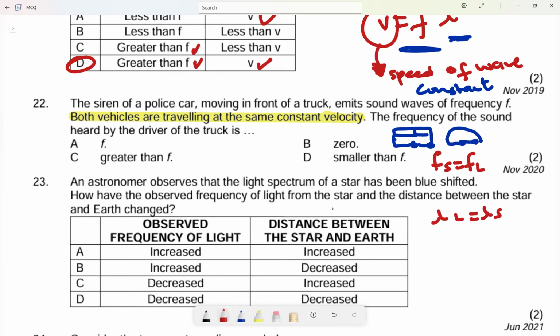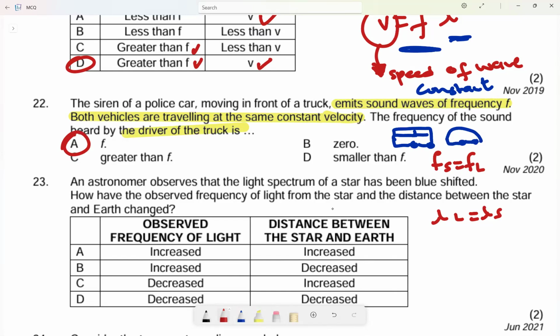So yeah, the question is the frequency of the sound heard by the driver of the truck. The frequency will be the same as the frequency that is emitted. They tell us it emits sound waves of frequency F, so it means the listener, the driver, will hear the frequency F also. The frequency will not change. So the answer is A for number 22.